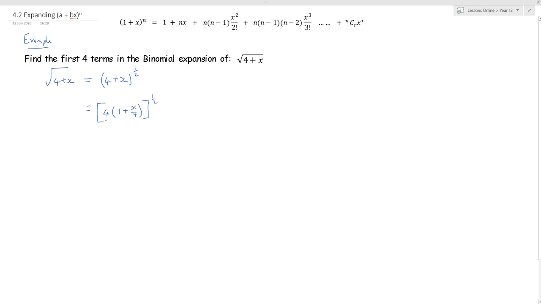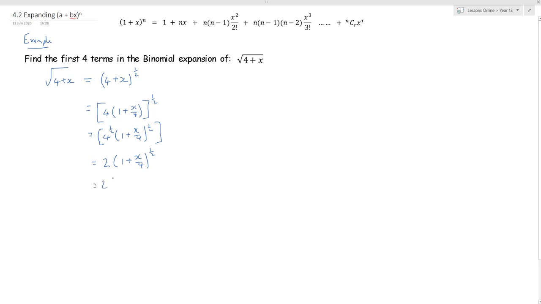Now if we apply the power of a half to both of these terms here, that gives us 4 to the power of a half and (1 + x/4) to the power of a half. And that term now I can expand. 4 to the power of a half, that's the square root of 4, which is 2. And I've got (1 + x/4) to the power of a half. So I'm going to expand this term to get the first 4 terms.